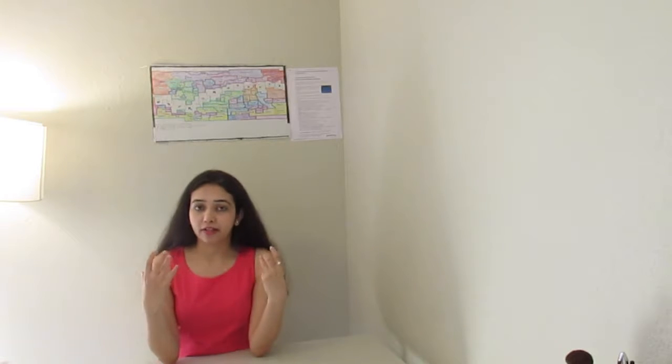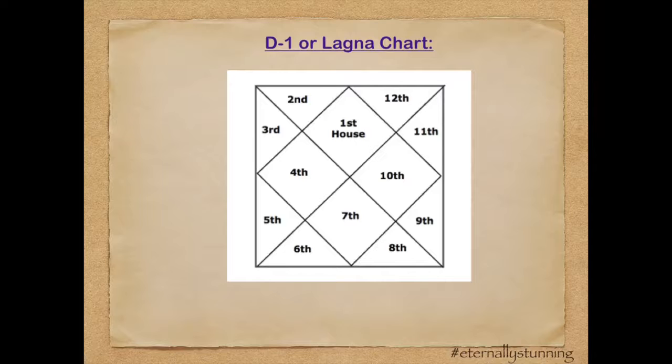So now, as we have understood what each of the houses represents, what each category of houses represents, we can then talk about the different divisional charts. So of course, the very first chart is the Lagna chart, which is extremely important because it shows what your ascendant is. Ascendant is Lagna.